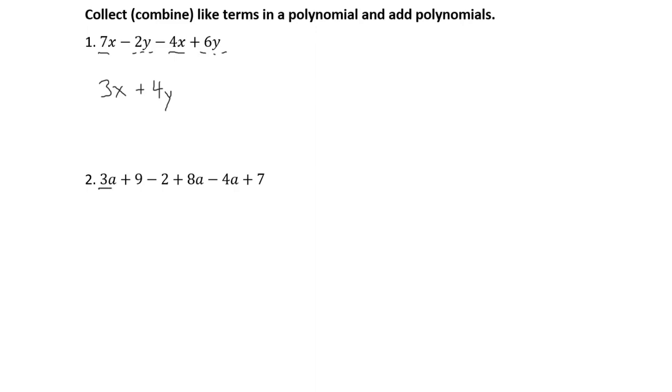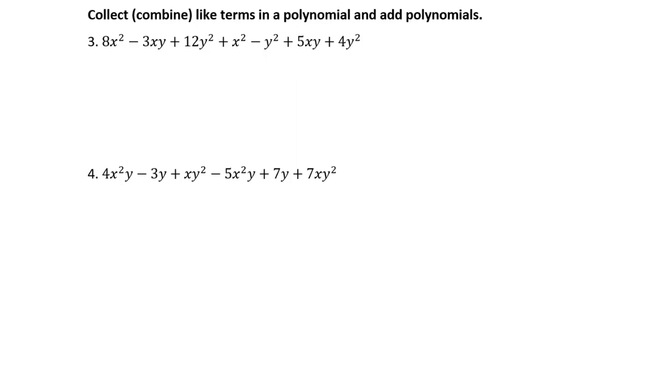We have a, a, and a. So those are our 3 like variables. So 3a plus 8a minus 4a. So 3 and 8 give you 11. Take away 4, you're at 7a. And then we have 9, a 2, and a 7. So 9 minus 2 gives me 7. 7 and 7 give me 14. So that is what that one looks like simplified. Let's look at some more examples.